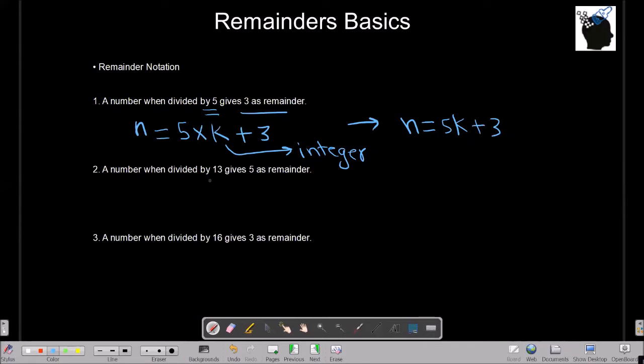Let's try out the second one. A number when divided by 13 gives us 5 as remainder. So I can write the number n as 13k plus 5, where k is an integer. Let's try the third one. A number when divided by 16 gives us 3 as remainder. So I can write the number n as 16k plus 3.